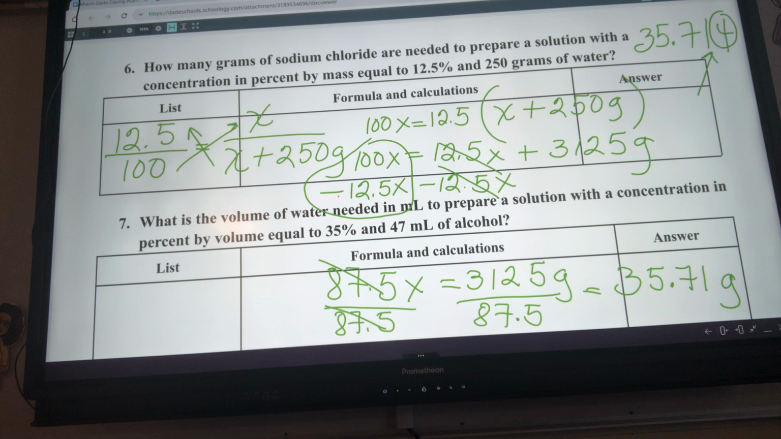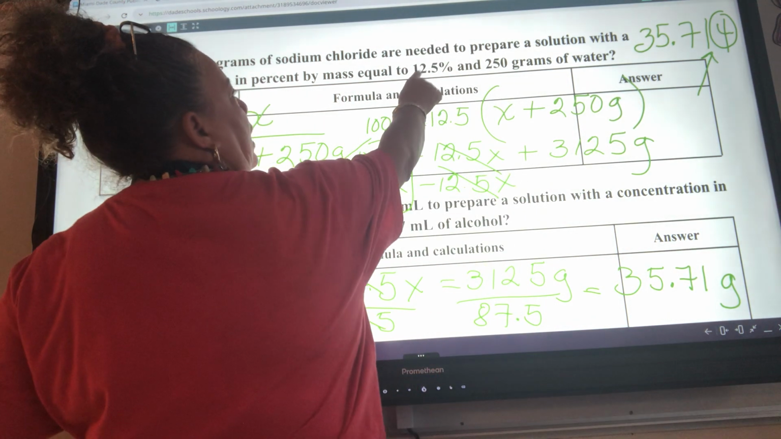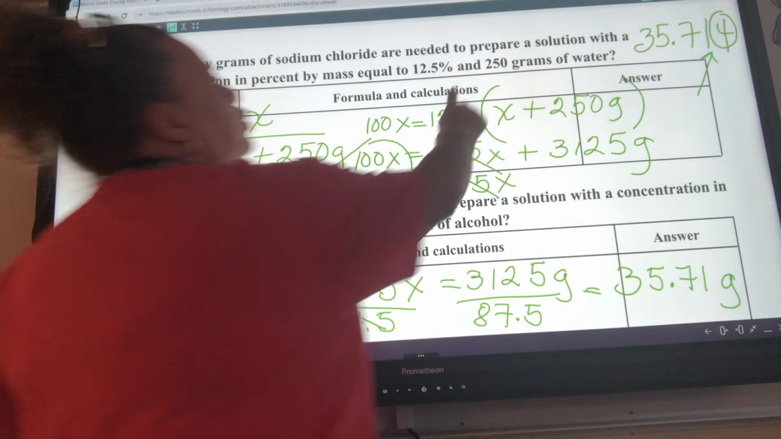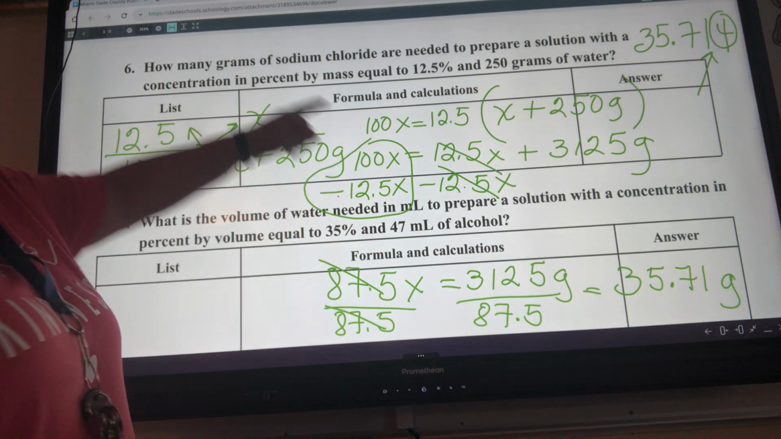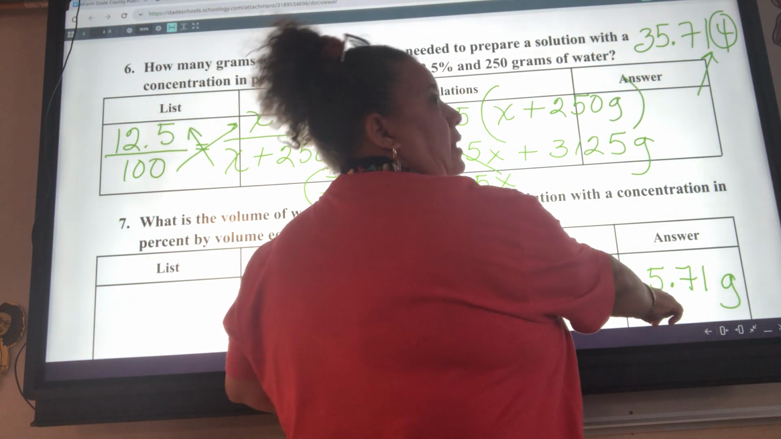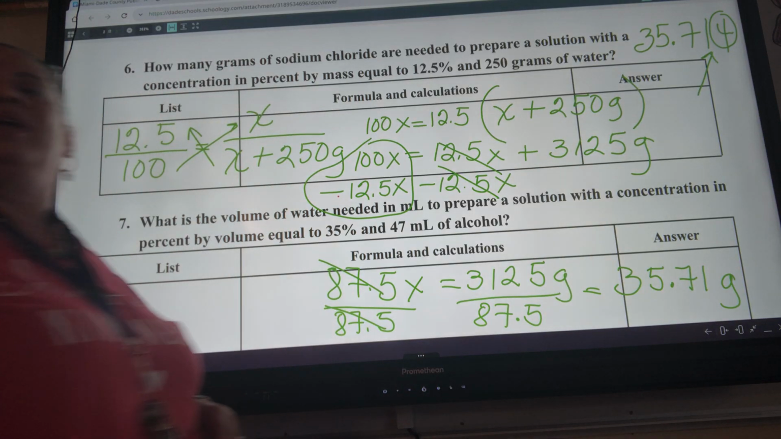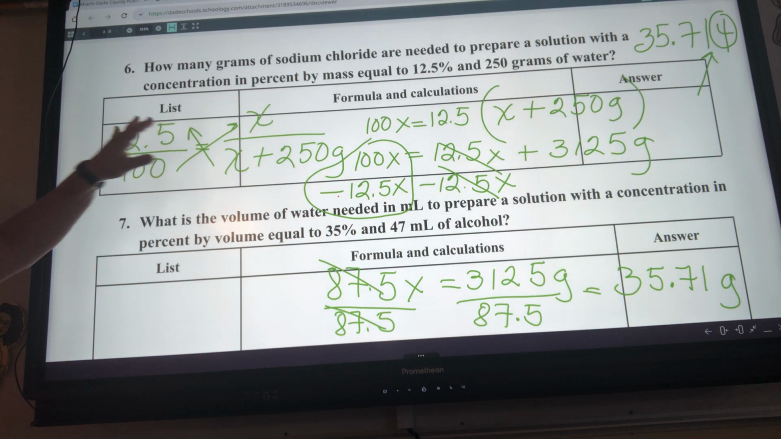Questions about that? Step by step, what was the only difference? That now, instead of Ms. Ramos giving you the mass of the solution, Ms. Ramos was giving you the mass of the solvent, and you have to find the mass of the solute given the concentration. So if I want to prepare a solution at 12.5% by mass with 250 grams of water, what is the mass of sodium chloride that I need? 35.71 grams.